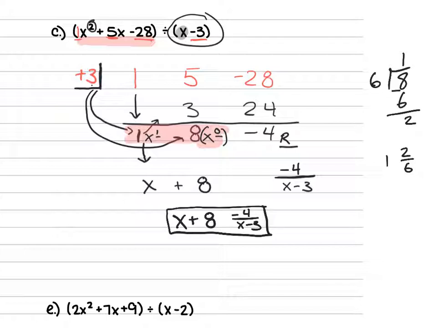Yes, ma'am. Go ahead. How'd you get the 24? So we went like this. We did 3 times 8 gave me 24. 3 times 1 gave me 3. We're going to do a bunch more. Don't worry.